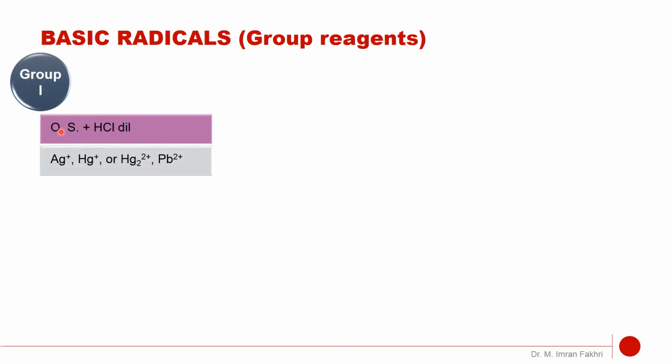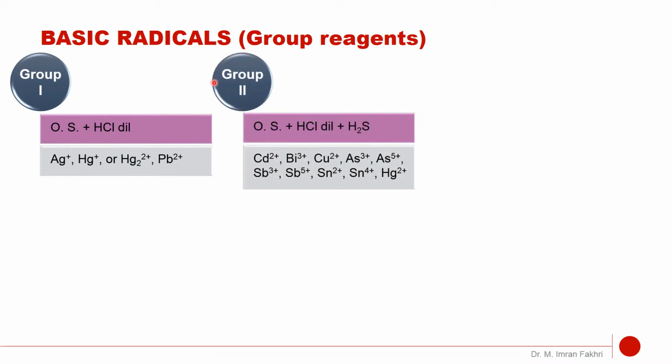In group number 1, in the original solution, we have to add dilute HCl. If precipitation occurs, we are going to say that silver ion, mercuric ion, or lead 2 positive ion are present. Then we have to further distinguish these cations or perform their confirmatory test. If no precipitation occurs with the addition of dilute HCl into the original solution of the salt, then the group 1 cations are absent. We have to move towards group number 2.